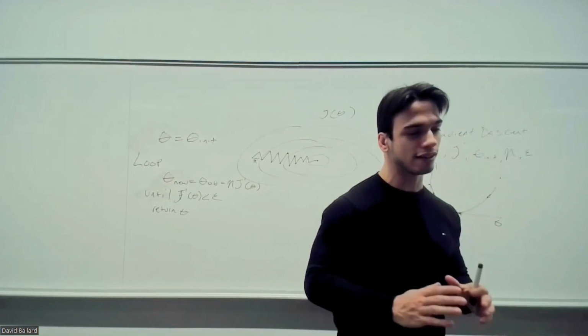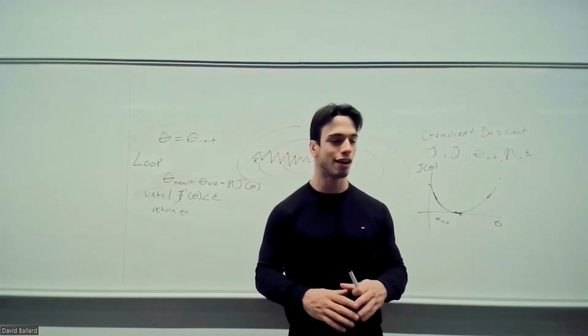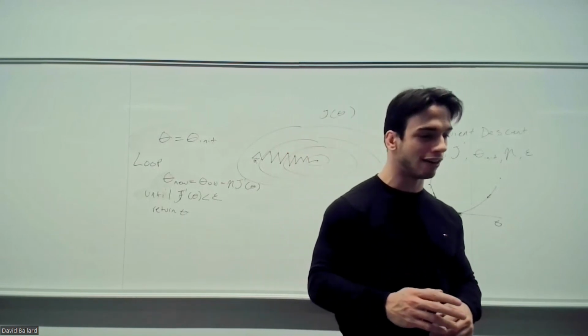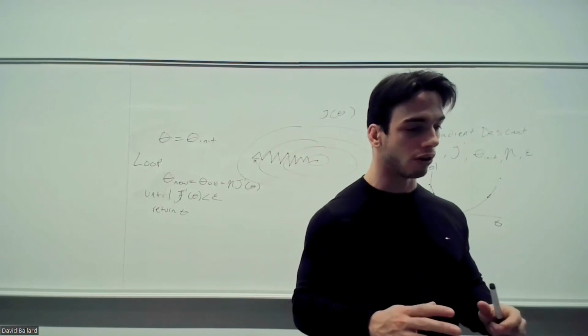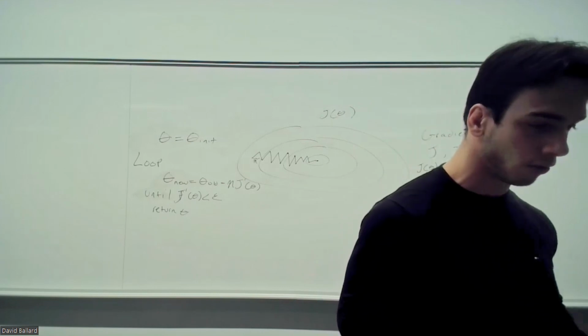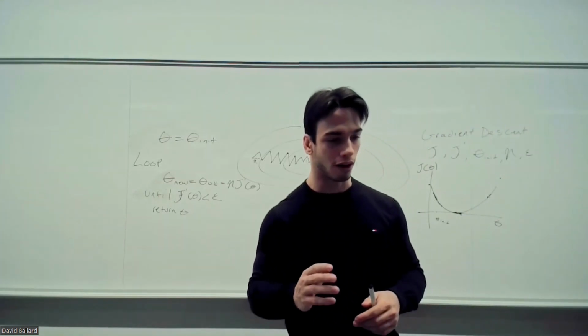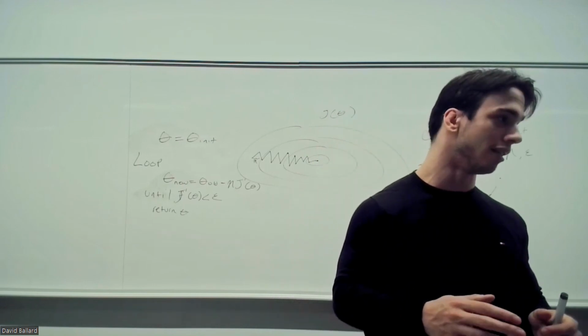So gradient descent does not promise finding a global optimum. It is nearly guaranteed, however, to find a local optimum such that for any local optimum, there exists a step size such that you will have a theta within epsilon.